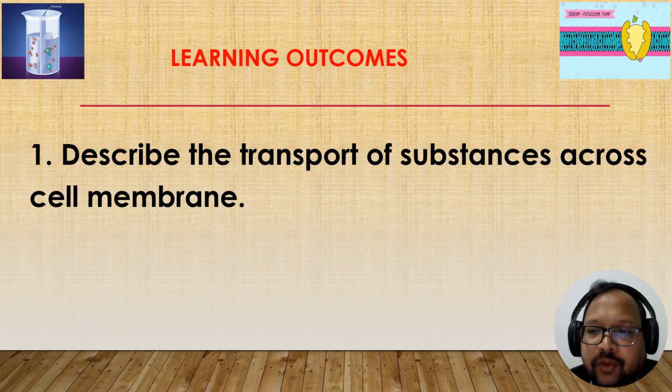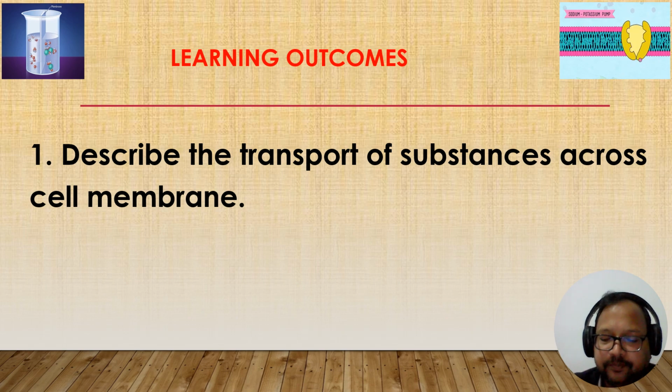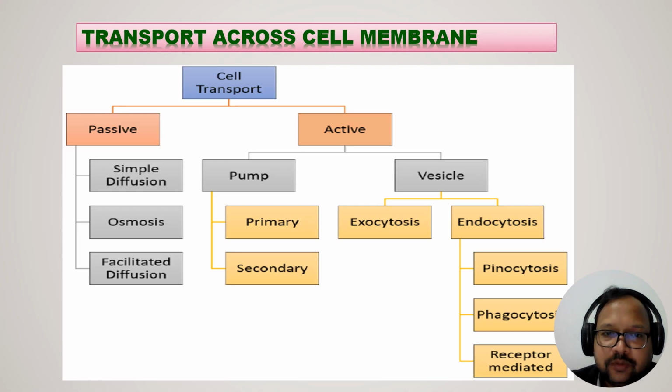This is the micro learning video. In this video, I am explaining the mechanism of transport of substances across the cell membrane. Basically, the transport of substances across the cell membrane occurs via two types. One is passive transport, the other is active transport.